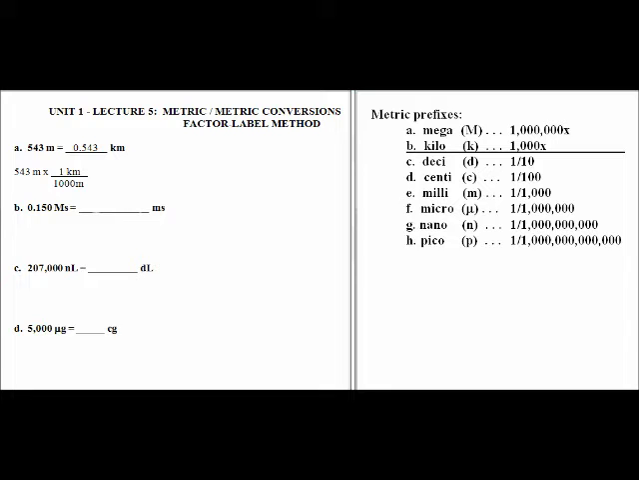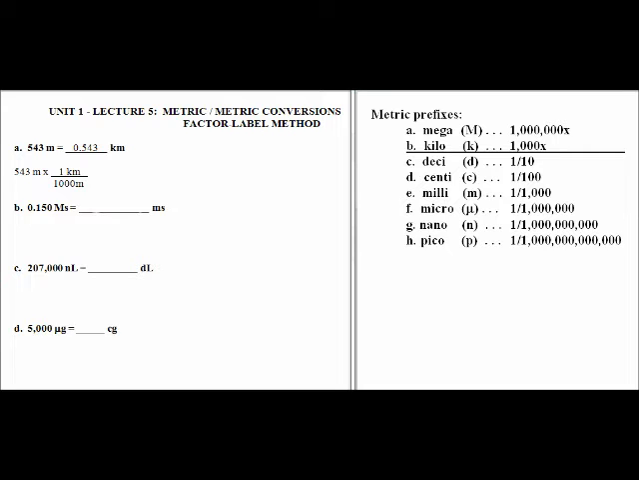Looking at the second problem, we have 0.150 megaseconds, and we're trying to convert to milliseconds. Now you could do this in one step, but it's much easier to go back to our baseline and then to the unit that we need. So to convert from 0.150 megaseconds to seconds, we look at our conversion factor and we see that there are 1 million seconds in every 1 megasecond.